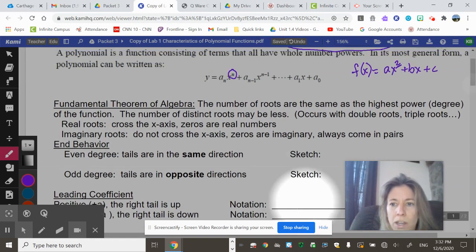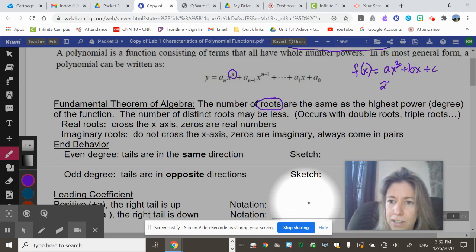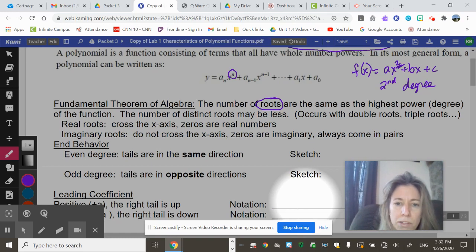Just like when we solve quadratics, we usually get 2 roots or 2 answers because the highest exponent is 2. This is also called a second degree polynomial. So we could have up to 2 roots, I should say up to 2 answers. Sometimes those roots match. We have a double root, so really we only have one distinct answer.